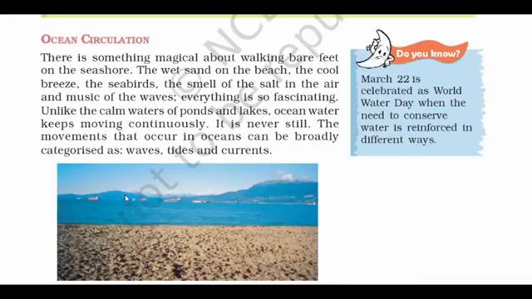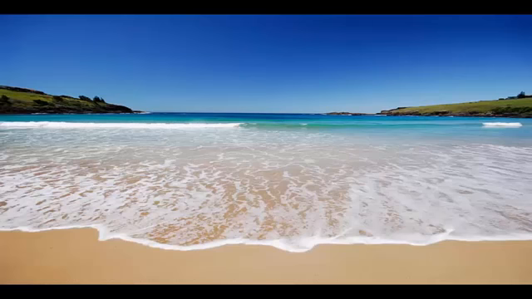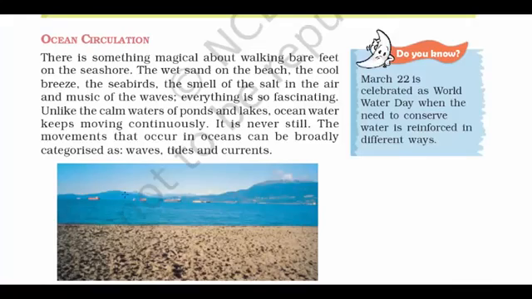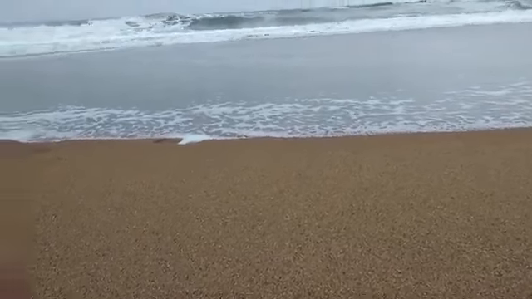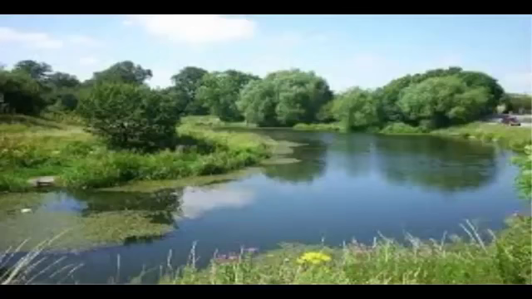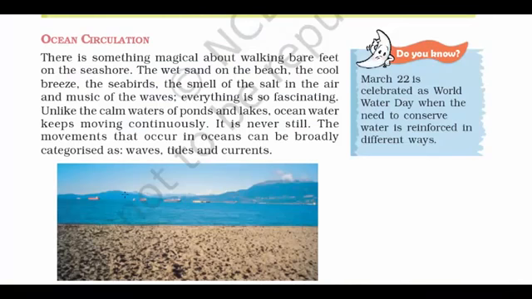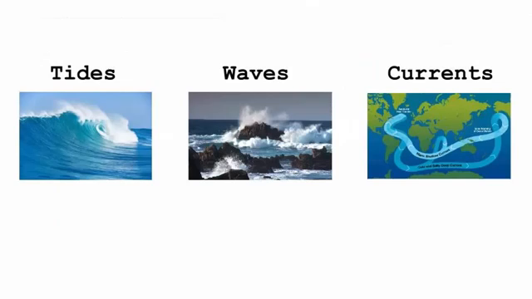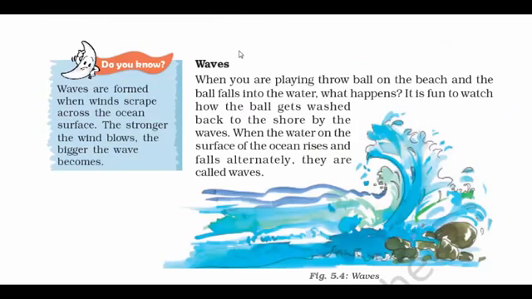Going to the next topic, ocean circulation. Just try to imagine the feeling of standing on a beach, exposing your feet to the ocean water. The wet sand on the beach, the cool breeze, the seabirds, the smell of the salt in the air, and the music of the waves. Everything is so fascinating. And the reason behind that is ocean water keeps moving continuously. It never stops. Unlike ponds and lakes, which are calm water, ocean water keeps on moving. And the terms given to their movement are categorized as waves, tides, and currents. Let's read about each of them in brief.